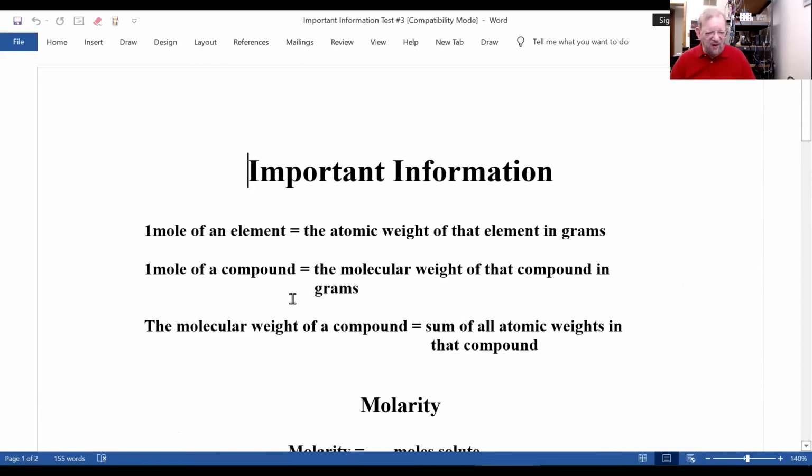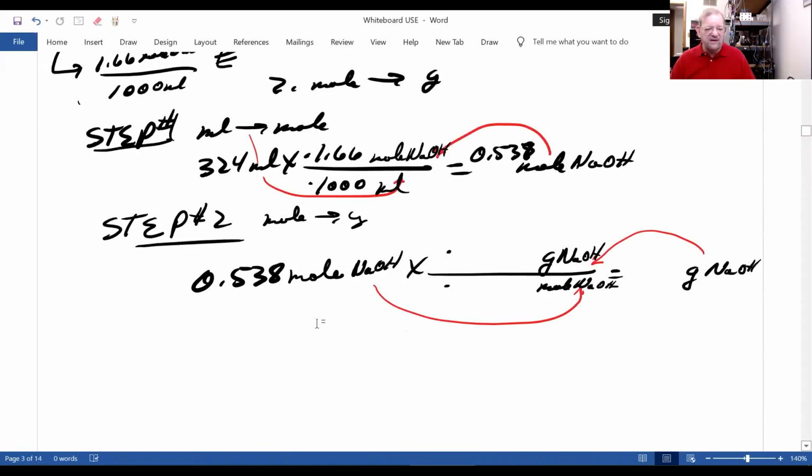If you notice, 1 mole of a compound equals the molecular weight of that compound in grams, and the molecular weight of that compound is the sum of all atomic weights. You had to learn this for test 2, and you'll be using it in test 3. But I'm giving you these things. So again, you don't have to memorize it. So first thing I need is 1 mole, and right here is the molecular weight of NaOH, sodium hydroxide. And that's the sum of all atomic weights.